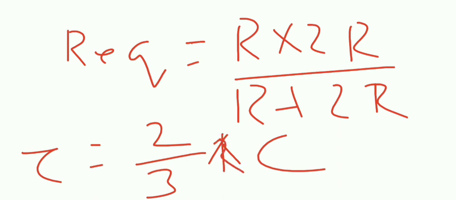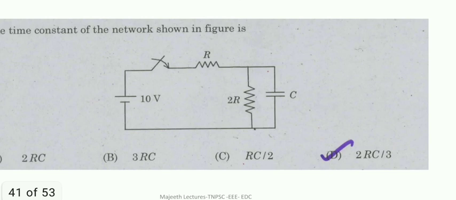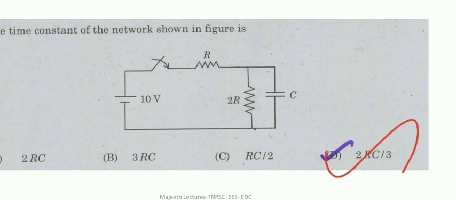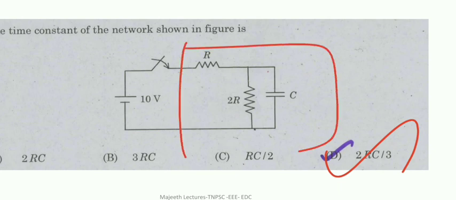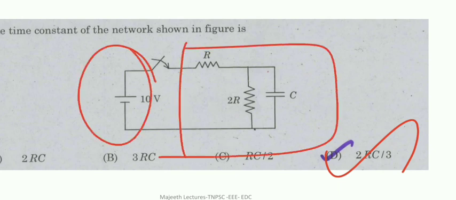This is R, 2R squared divided by 3R, 2 by 3 R. So the option is 2 by 3 RC. Okay, so option D is the right answer, right? So whenever they ask for the time constant, just find R equivalent into C, and make your voltage source short, right?